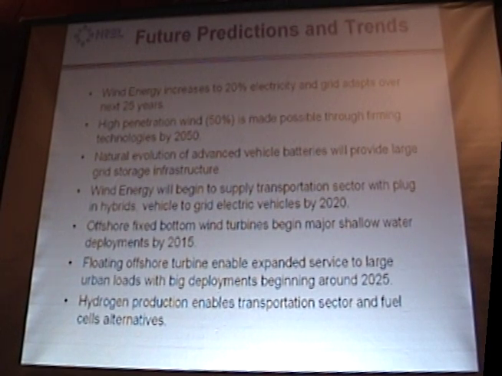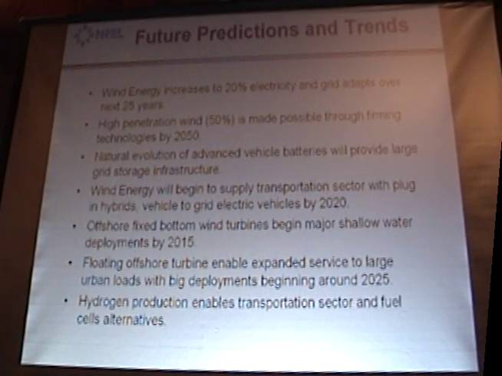I'm going to have to finish up, but here are some of my predictions for the future. 20%, we're going to get that easy in the next 25 years, I think. The high penetration of wind is going to be made possible through these firming technologies in the next 50 years through vehicle-to-grid type solutions. We have a natural evolution of these that's going to just happen because that's where vehicles are going, I think. So we'll be able to start to supply the transportation sector soon, I think probably in the next 12 years.